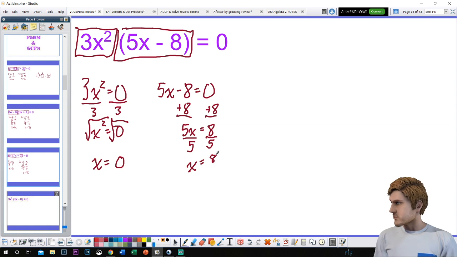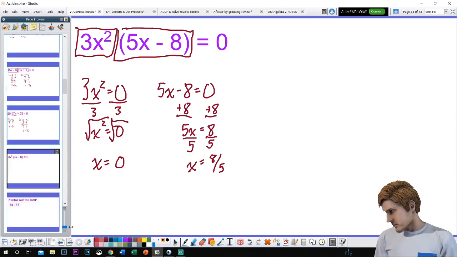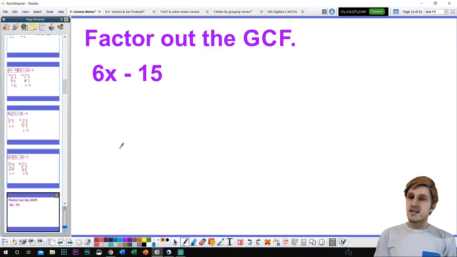This gives us 8 over 5, or for some of you in decimal form, 1.6. Okay, pretty easy, right? Now, on we go to factoring out the GCF.